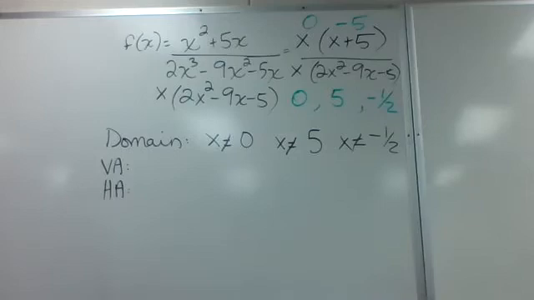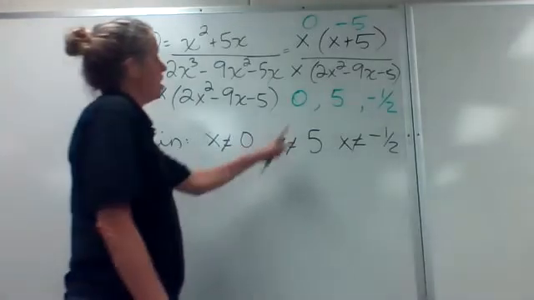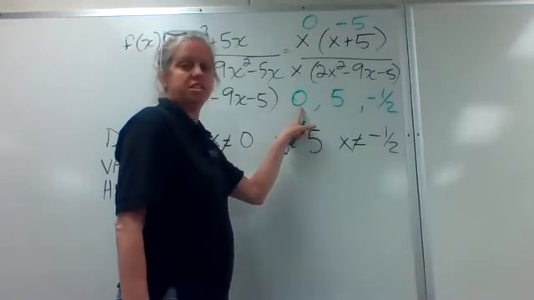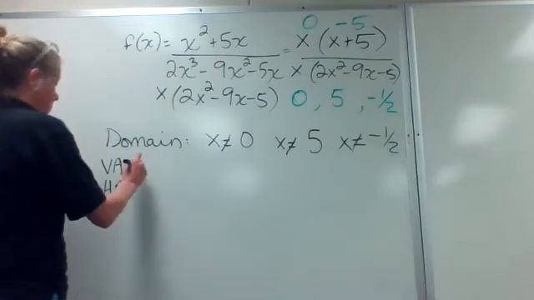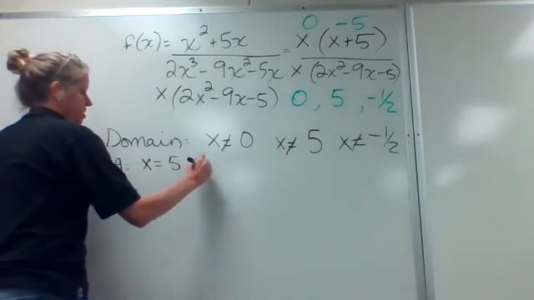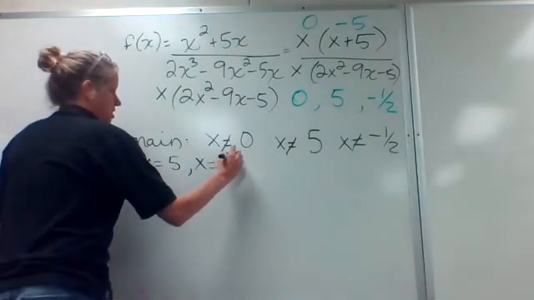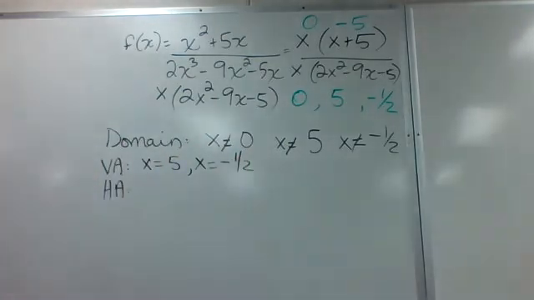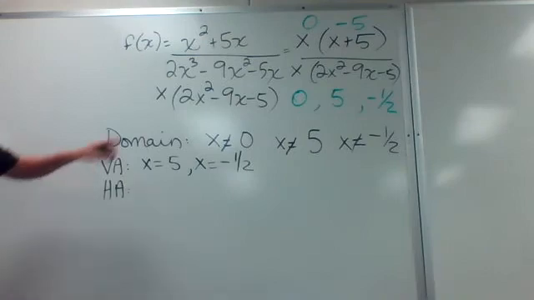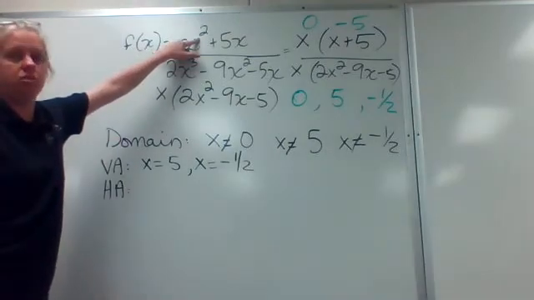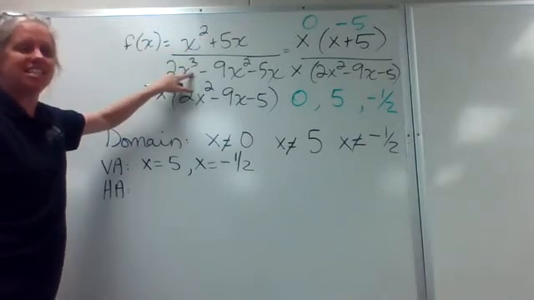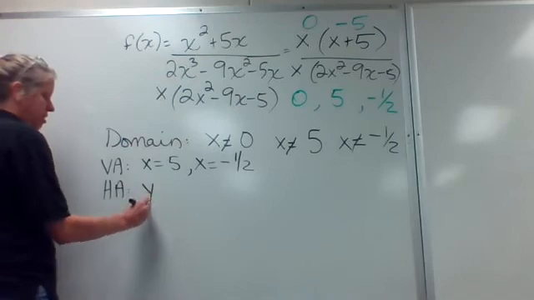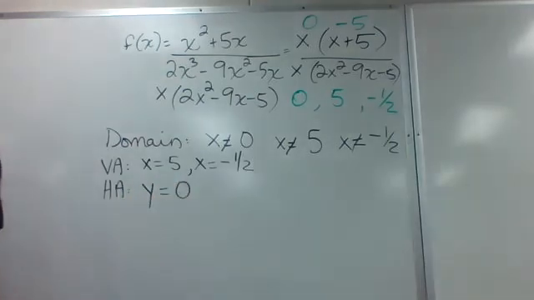Vertical asymptotes, zeros of the denominator that are not zeros of the numerator. So this one doesn't make a vertical asymptote. These two do. So 5 and -1/2. So x equals 5, x equals -1/2. The horizontal. The degree of the numerator is 2. The degree of the denominator is 3. So numerator is less than denominator, which automatically means y equals 0.